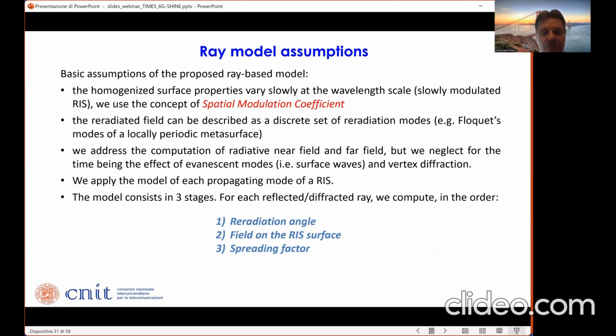The next step is the computation of the radiated field on the RIS surface. And the final step, last but not least, is the computation of the spreading factor. With this spreading factor, we are able to compute the way the radiated wave attenuates along a given ray. So it's very important.